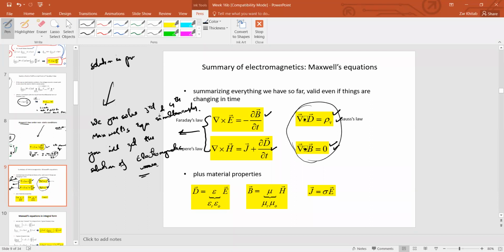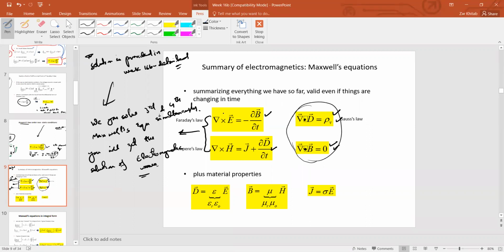When you solve the third and the fourth equation simultaneously, the solution is provided in the week 16b detailed file. Just check for that. It's a derivation. For a while, I'll skip this derivation.